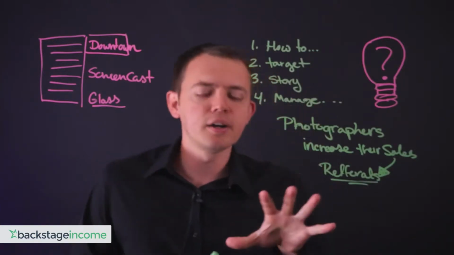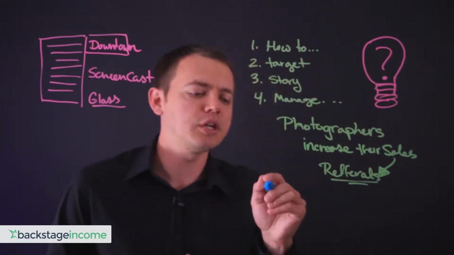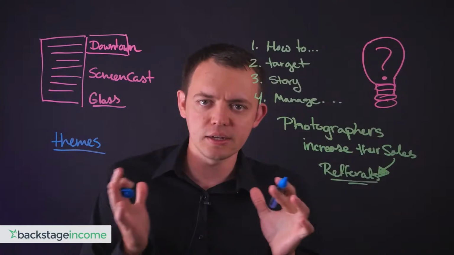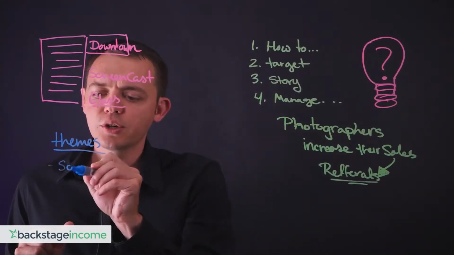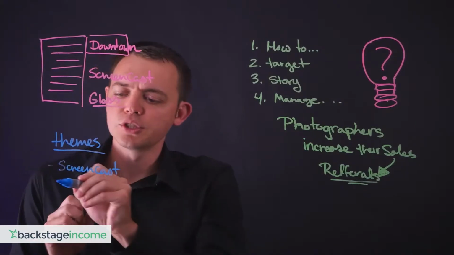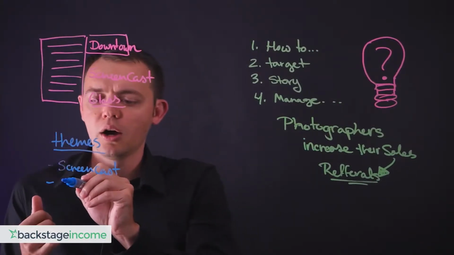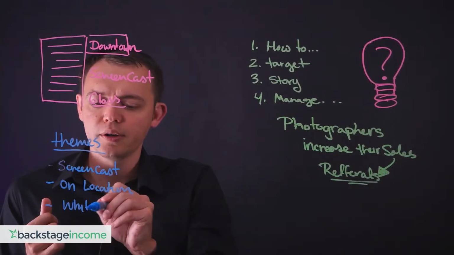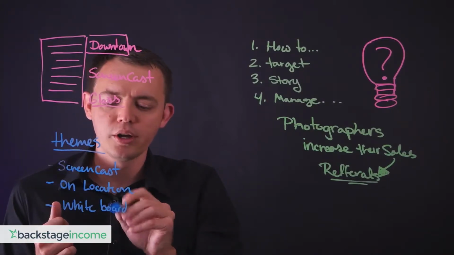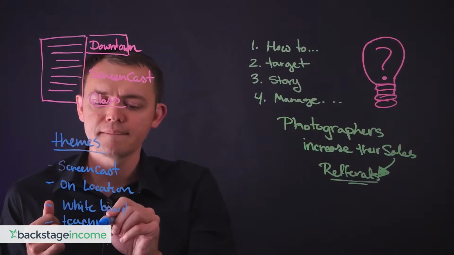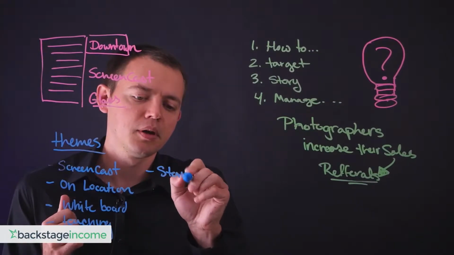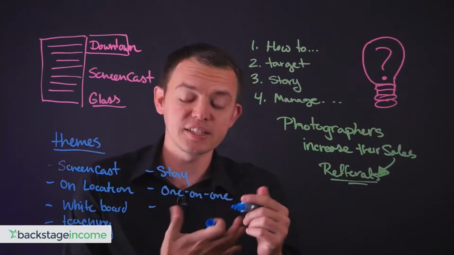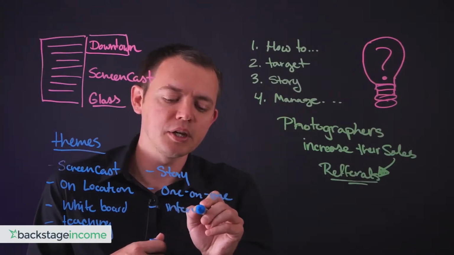So you can see that right there you have ideas, and what I'm trying to share with you here is it really comes down to themes. There's different types of themes that you could do, just like creating videos here. You could do a screencast. You could do it on location. You could do a whiteboard, glass board, any kind of board. One could be a teaching theme. One can be a story theme. One can be a one-on-one with other photographers or another expert's opinion. This is where interviews become really big.